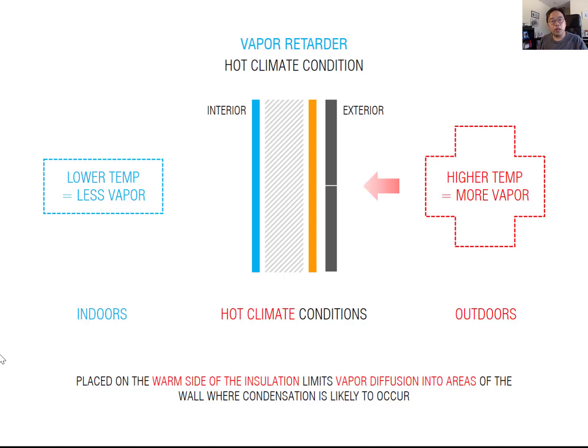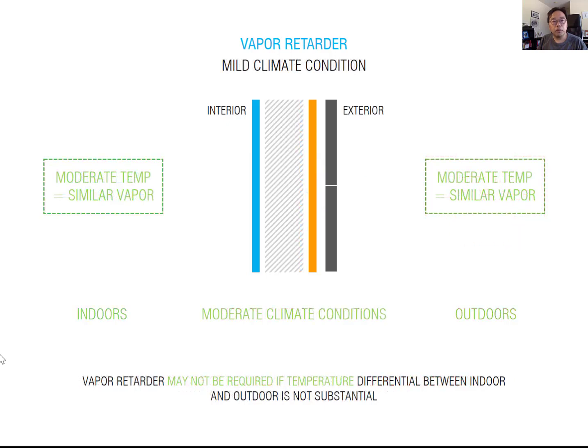And then during the hot climate, the vapor barrier is outside, because it is a higher temperature outside and lower temperature inside in a hot climate condition. So there is more vapor outside, less vapor inside. So vapor is actually moving from the outside to the inside. From this reason, you have to design the vapor barrier outside to prevent the moisture transfer from the outside to the inside.